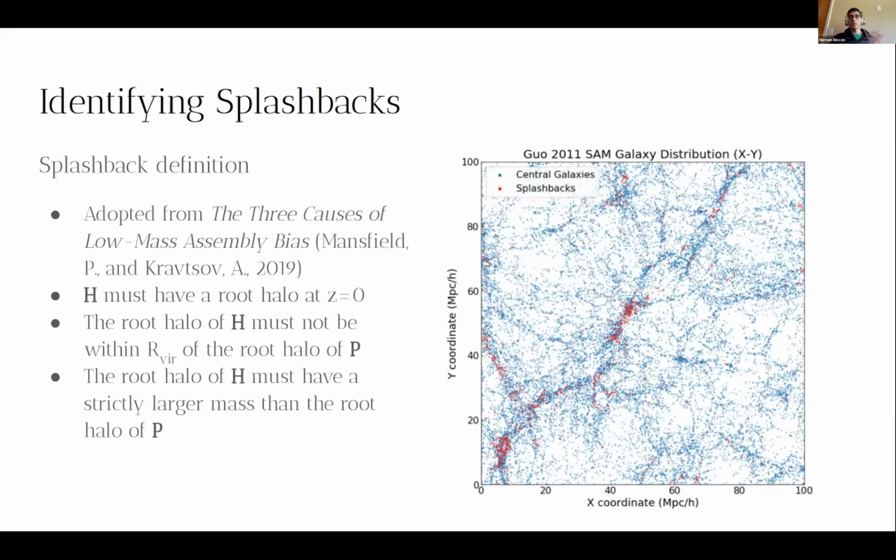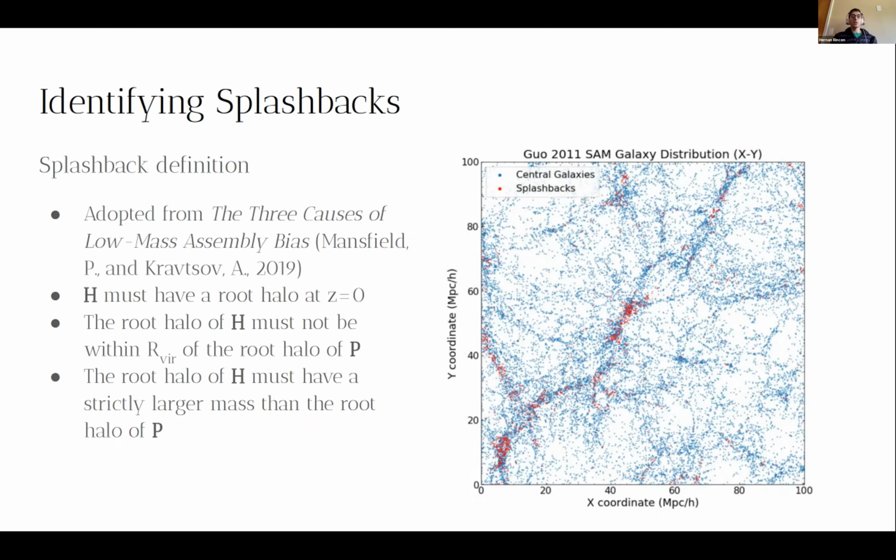And the fact that paper found splashbacks to be responsible for halo assembly bias was actually one of the origins of our intuition that maybe they would also be responsible for galaxy assembly bias. But we used that paper's definition. We looked at galaxies that have to meet three different conditions to be considered a splashback.